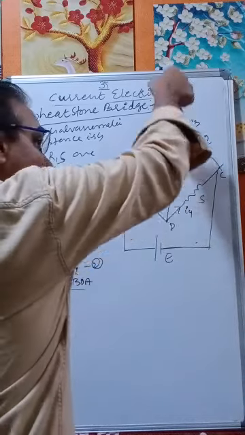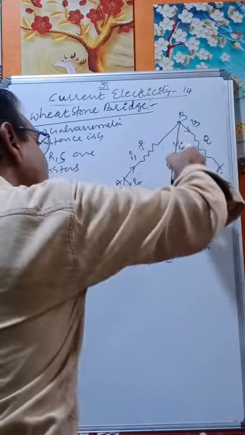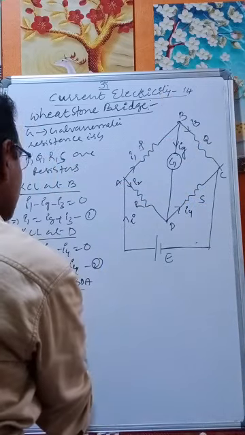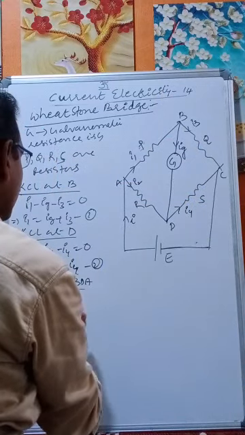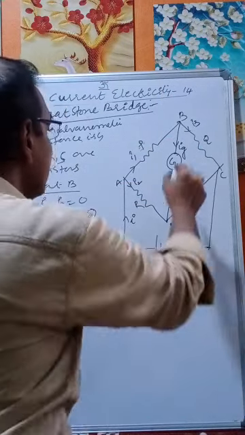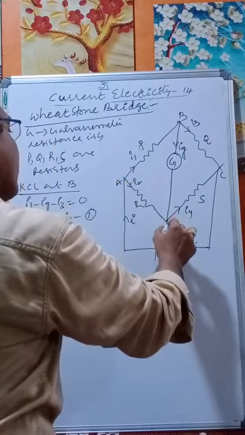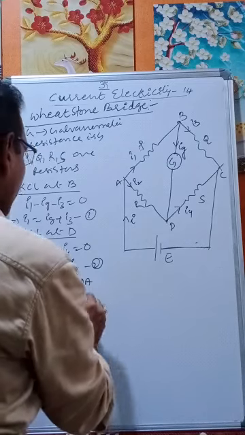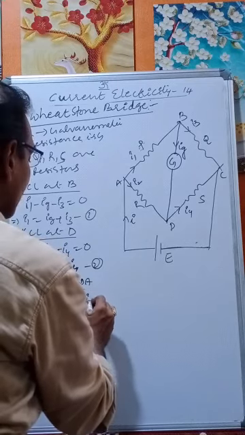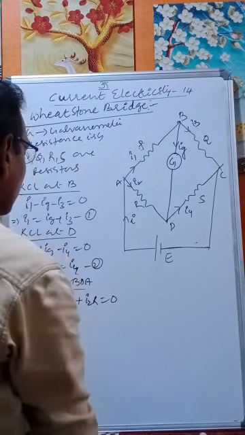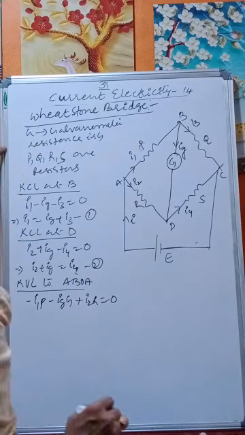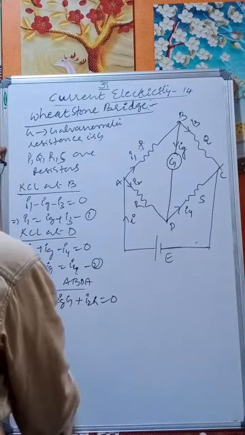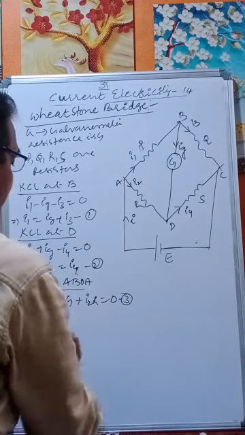The direction of the galvanometer also, we are moving from B to D. Current is also from B to D. Therefore the drop is negative: minus IG into the galvanometer resistance G. Again from D to A, we are moving D to A, but the current is from A to D. Therefore it is opposing, so the drop is positive: plus I2R is equal to 0. Call this equation 3.